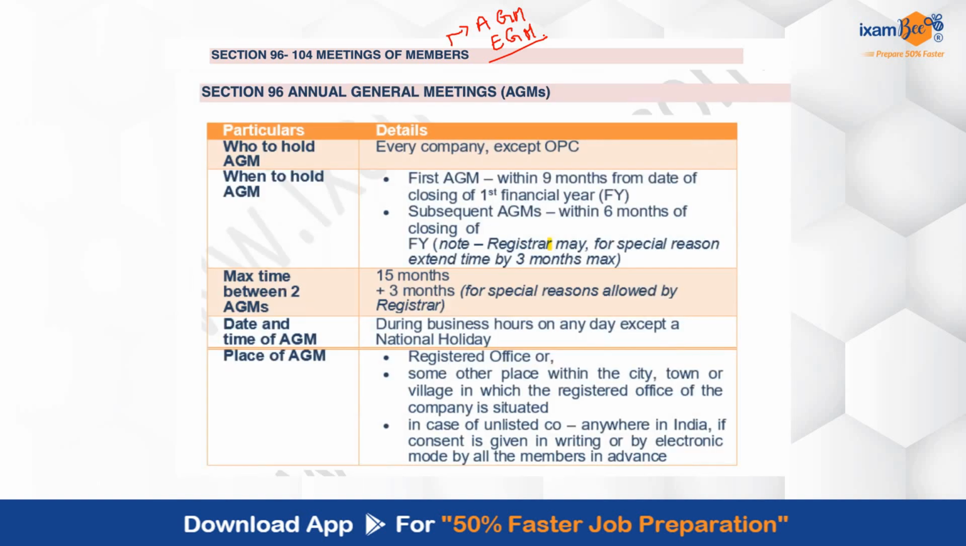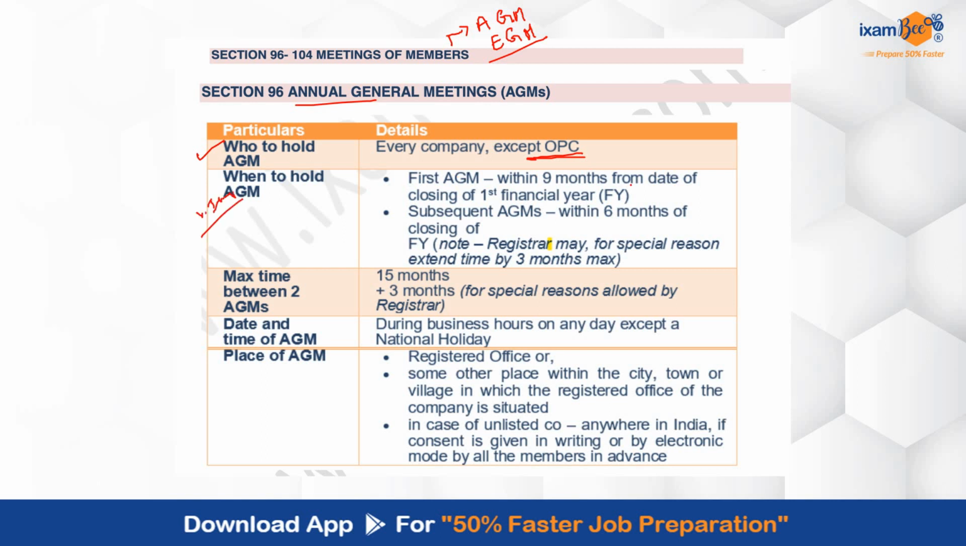Now, in these meetings of members, if we talk about the Annual General Meeting, section 96 lays down the provisions with respect to that. The Annual General Meeting, as we already saw, has to be held annually, but when it will be held is also provided. Every company will be holding the AGM. The exception is OPC, that is a One Person Company. Now, within how many days should this AGM be held by the company? That is very important from the exam point of view.